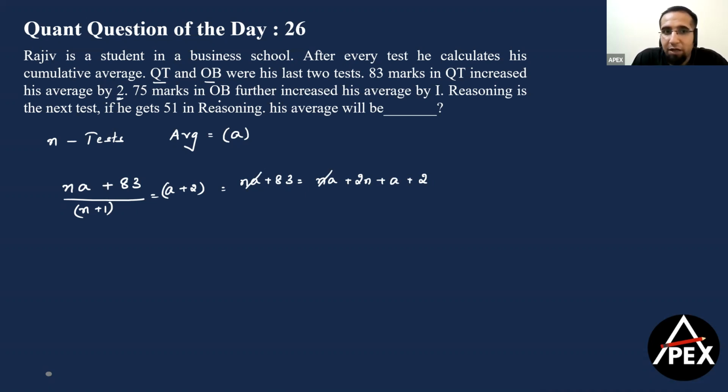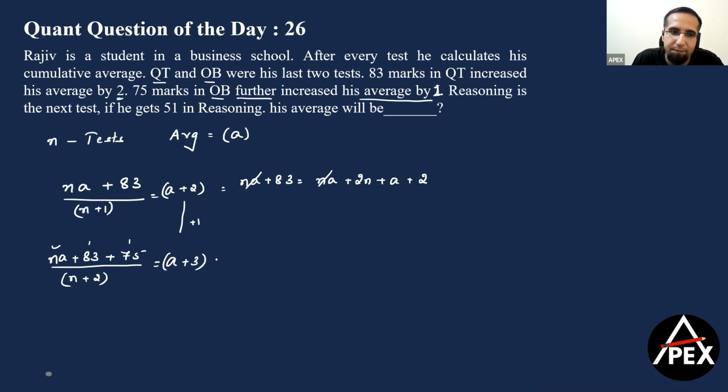Now, 75 marks in OB further increases his average by 1. Further increases means I'm continuing my calculation. So after getting my OB marks, my current sum total was NA plus 83. Now I got 75 marks in OB. So what is my total number of subjects? It becomes N plus 2, this is N plus 1 plus 1. The average further increased by 1, that means this further increased by 1, and this becomes A plus 3.